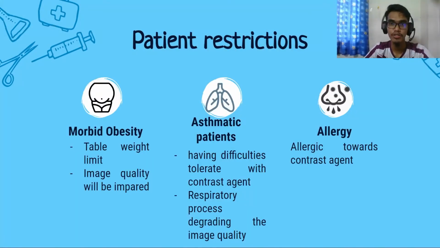The next patient restriction is morbid obesity. This is because the CT scanner table has weight limits, so the person in charge has to ensure that the obese patient can be laid down on the table without exceeding the weight limit, and also the image quality will be impaired due to the size of the patient. Next is the asthmatic patient. They have difficulty tolerating the contrast agent, which will cause breathing difficulty, so this will degrade the image quality of the CT scan.